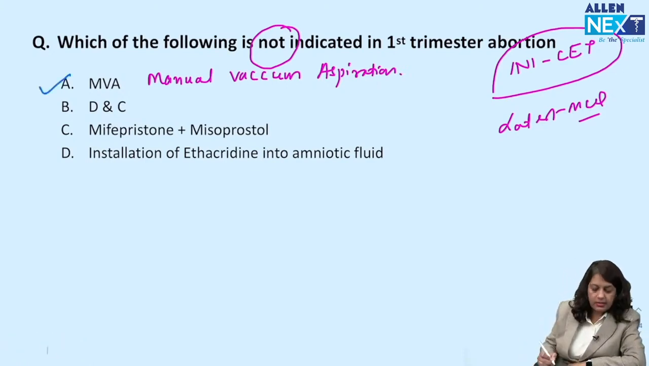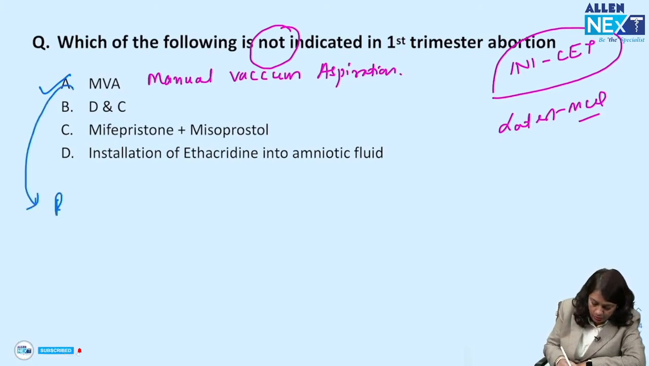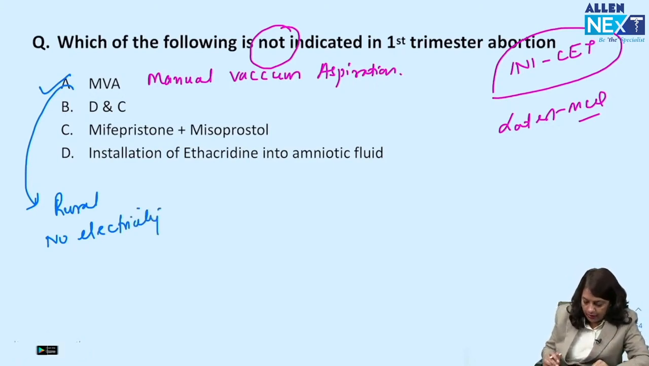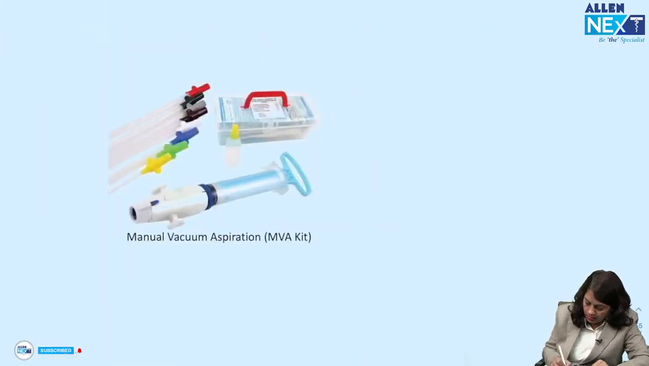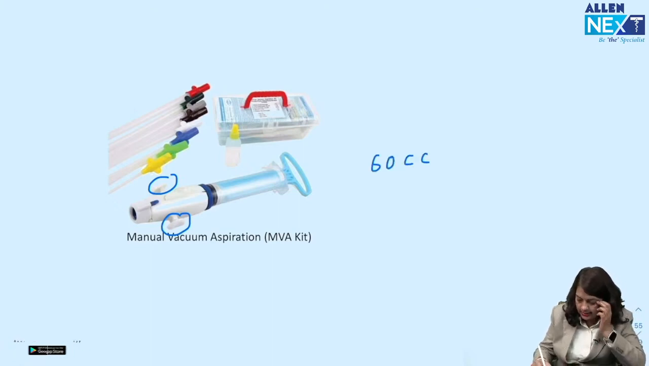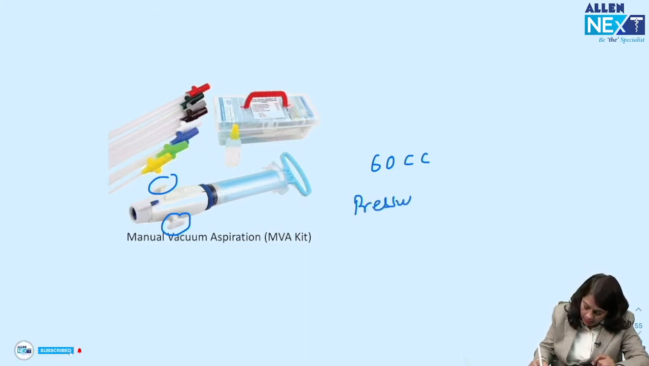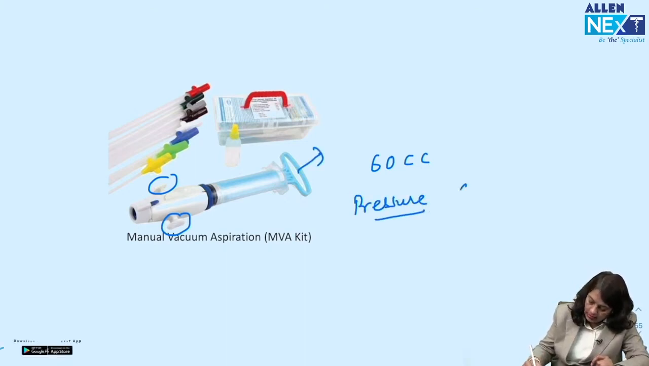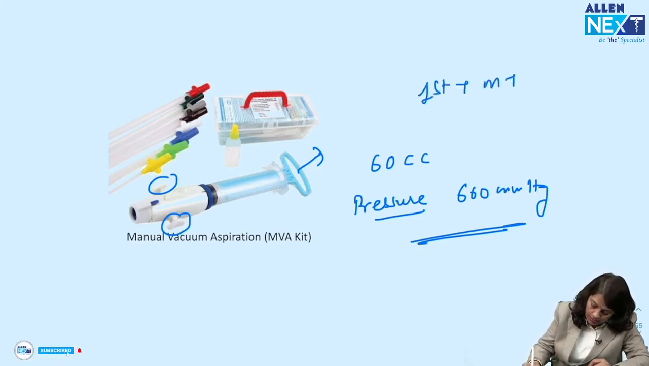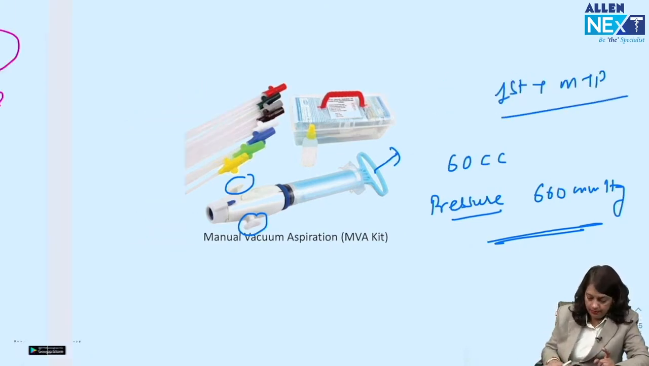Manual vacuum aspiration is done in those places in rural areas where there is no electricity facility. ठीक है, manual vacuum syringe. This is manual vacuum syringe where these are two valves operated. Its capacity is 60 cc and pressure generated by pulling this is 660 millimeters of mercury. So this is used for first trimester MTP in rural area.